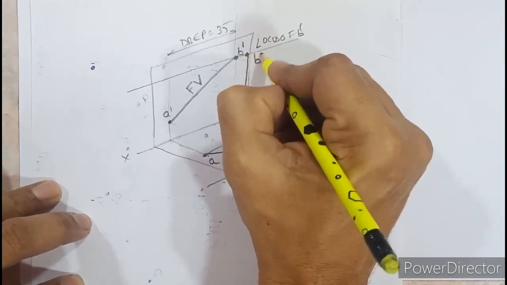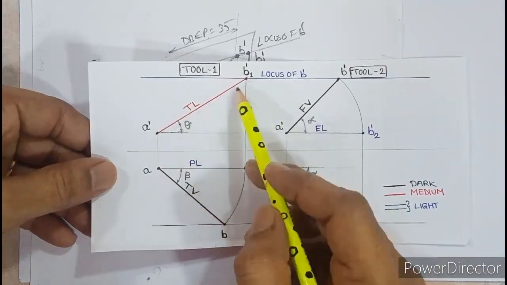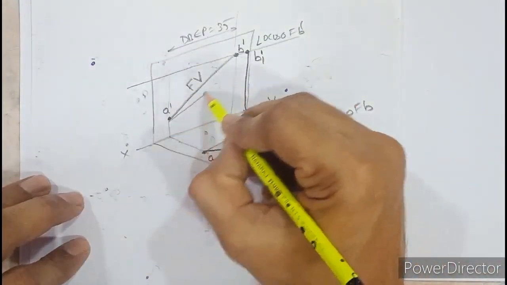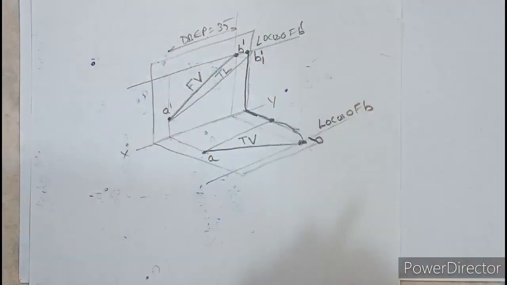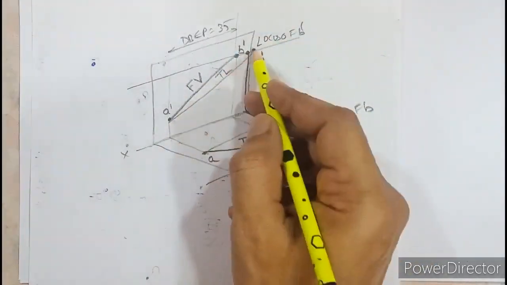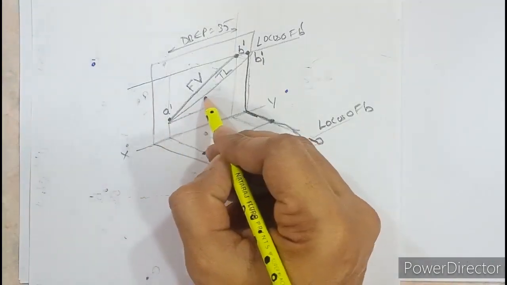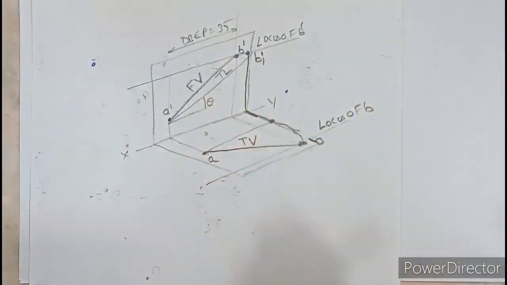So this should be drawn light. Finally, if I join A dash with B1 dash, I will get the true length. So if you join A dash with B1 dash, you will get the true length here. So if you rotate top view of a line and project, you will get true length in the next view. So that is how you can find true length. Now we know that true length in the front view is called theta. So this angle theta you can come to know.